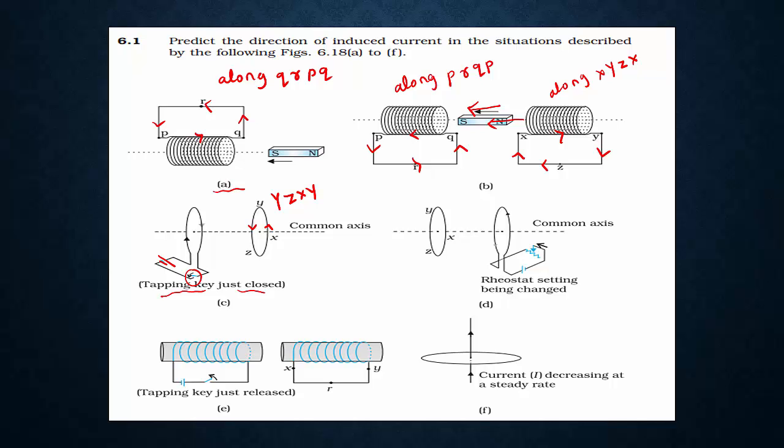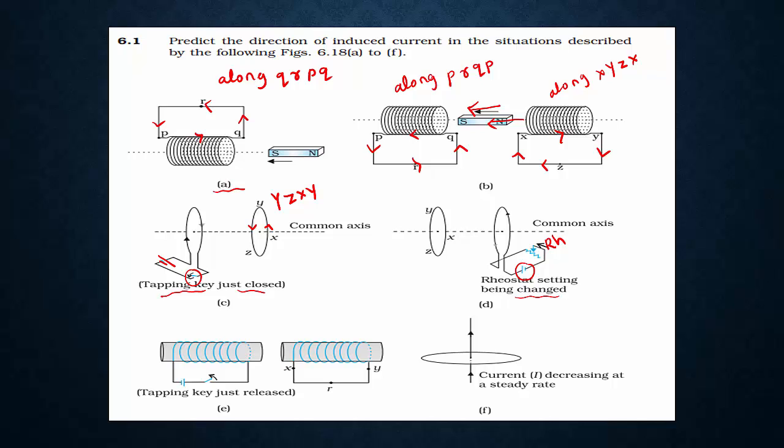Right. Then come to the fourth diagram. Here they have again given two coils which are fixed along a common axis. We are going to induce current in the first coil. The second coil is connected to a battery and this is a rheostat. When the battery current changes, the flux also changes, and current is produced in the first coil. Here the sentence is given: rheostat setting being changed. When the rheostat changes, the current in the second coil also keeps changing.